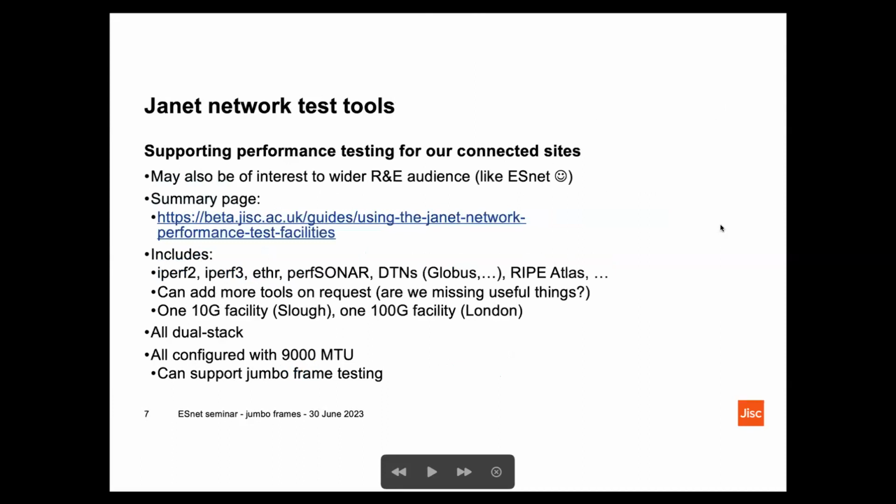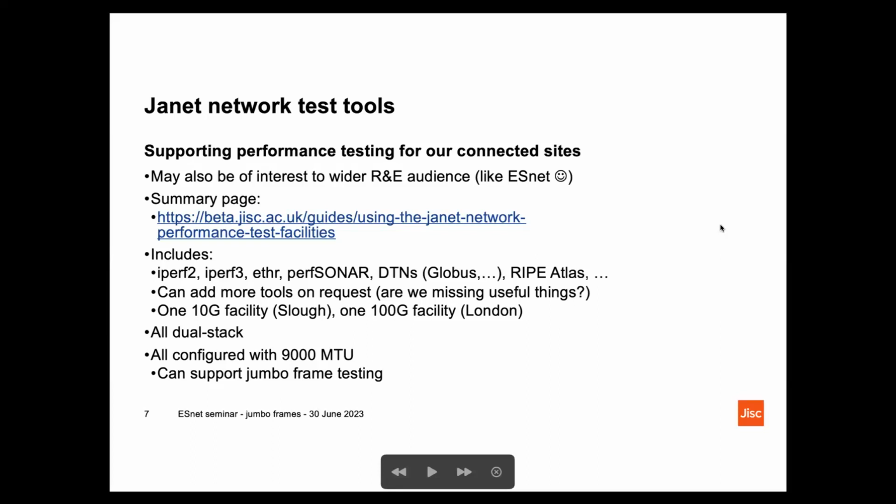The other one that you might find useful are some various network test tools we have for performance testing. There's a web page there that describes them and the endpoints you can test against. The usual suspects, iPerf 3, perfSONAR, various DTN tools like Globus, etc. We can add more things on request.